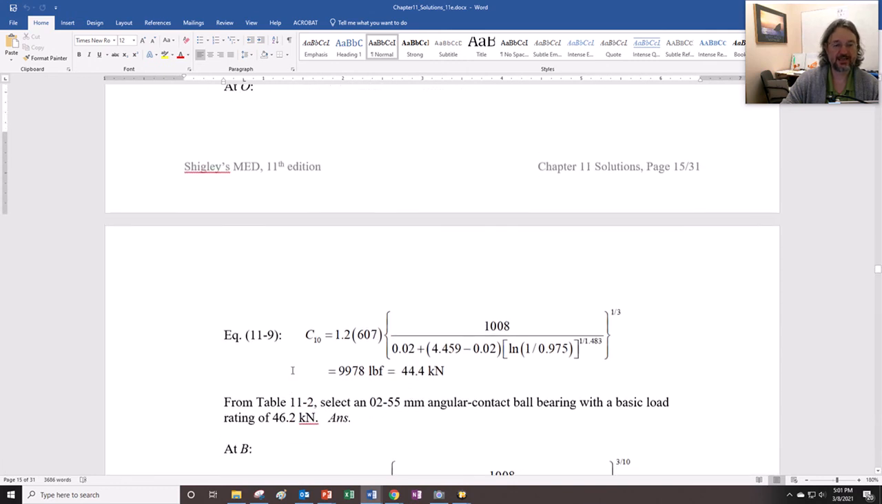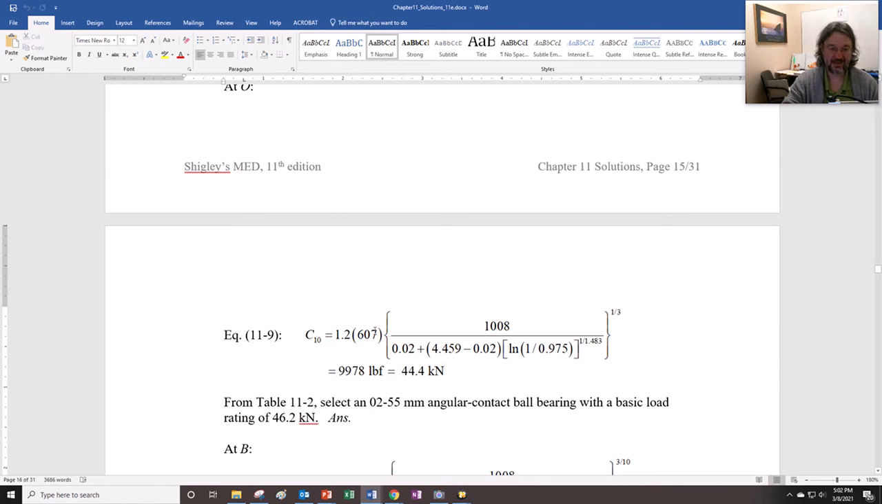But here what they decided to do, they decided to use an angular contact bearing on the smaller at point B, right? Instead of using the same bearing at both places. I think I changed it right here. Yeah, it said select an angular contact bearing for bearing O and an 02 series cylindrical roller bearing for B, right?